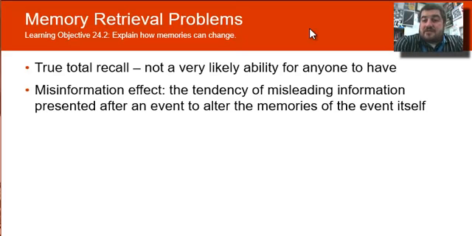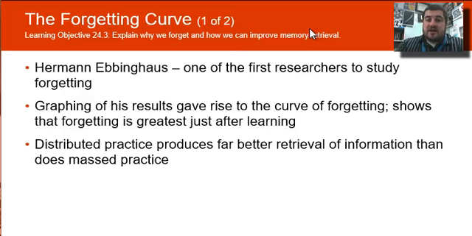Memory retrieval problems as well. The misinformation effect is the tendency of misleading information after an event to alter the memories of the event itself. And very few people have true total recall, who can remember everything about an event. They just think that their memories are more accurate than they really are.